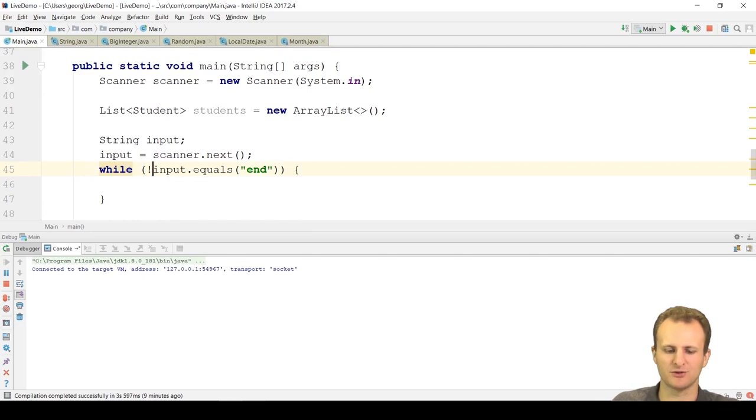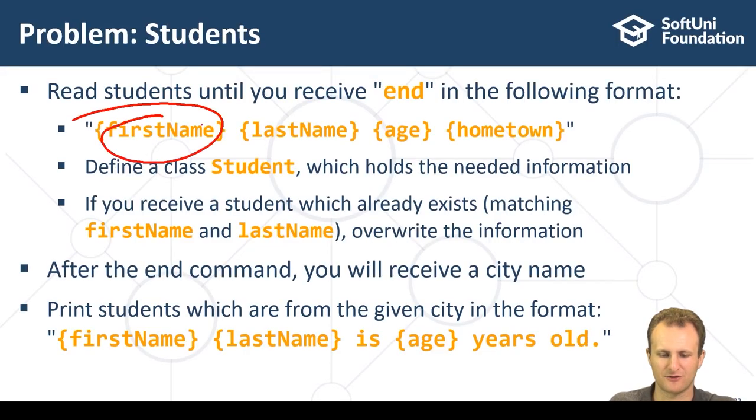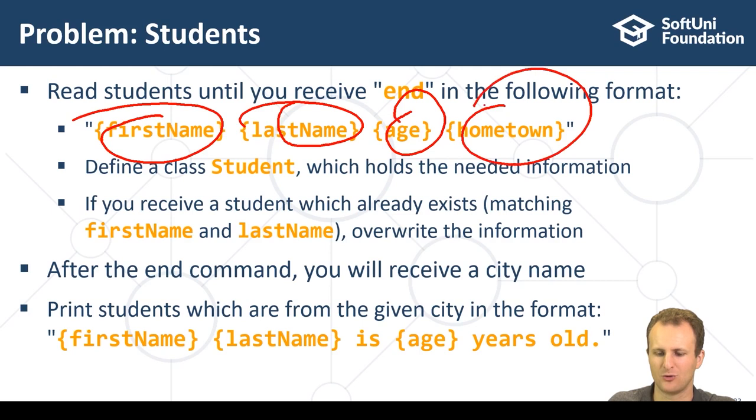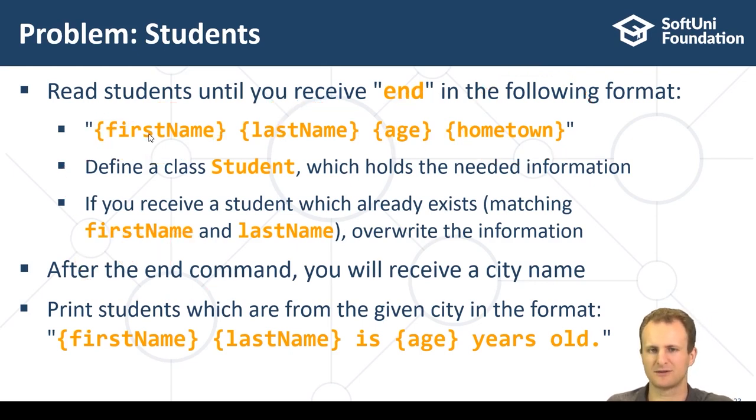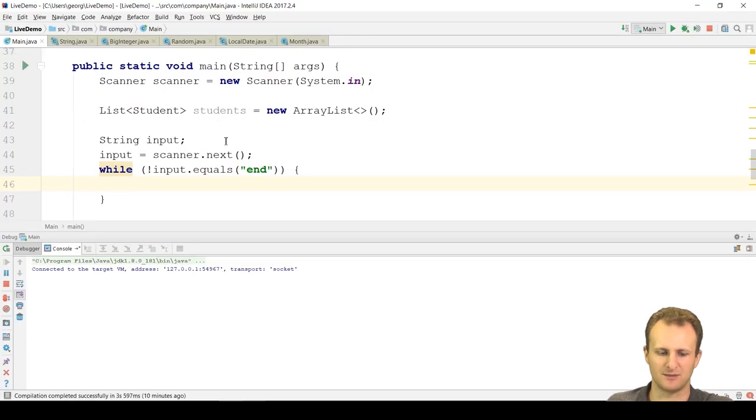Okay, so if the input is different than end, what do I do? Well, if it's different than end, then it's the first name, right? So since I'm getting the input as first name, last name, age, hometown, at some point I'm going to get end. So if I reach end as the first symbol, the first part of the input, then we've ended. Otherwise, it's the first name. If I've not reached the end, I've just read the first name as that input.